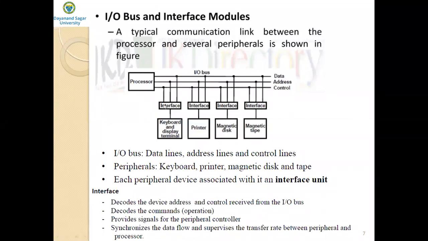If you refer to the diagram here, each of the peripheral devices like keyboard, printer, magnetic disc, and magnetic tape are interfaced to the processor using a separate interfacing circuit, or a separate I/O circuit. The keyboard and display terminal are connected to the processor using the input and output bus. The input output bus consists of the data bus, the address bus, and the control bus.